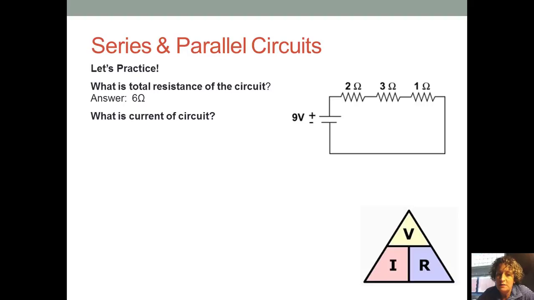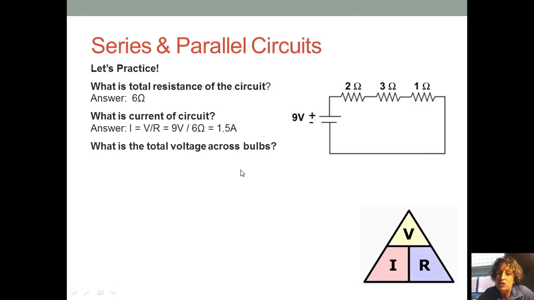What is the current of the circuit? We know that we can use Ohm's law to figure out that current. If we have 9 volts and we've got 6 ohms of resistance, our current is going to be 1.5 amps. 9 volts divided by 6 ohms of resistance gives a total current in the circuit of 1.5 amps.